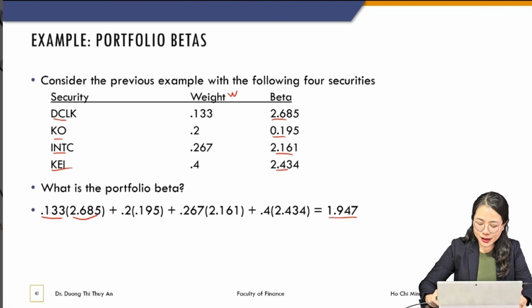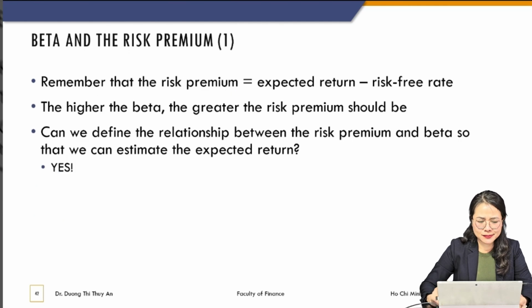Okay? So now beta measures systematic risk. The higher the risk, the higher the return. So can we define the relationship between the risk premium and the beta so that we can estimate the expected return? The answer is yes.